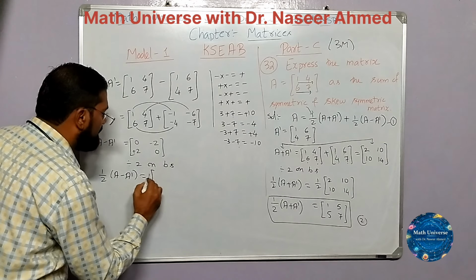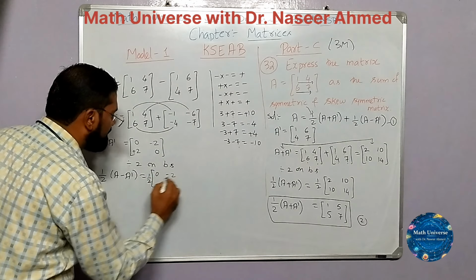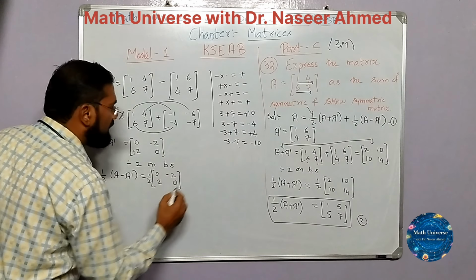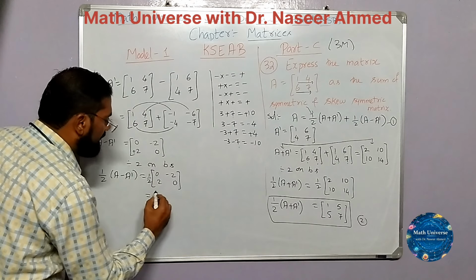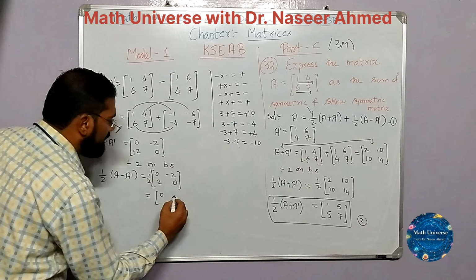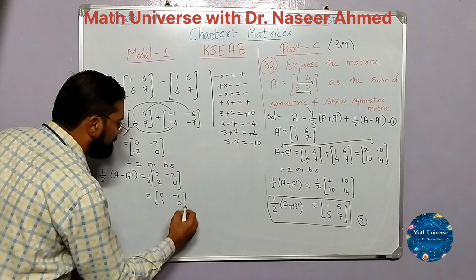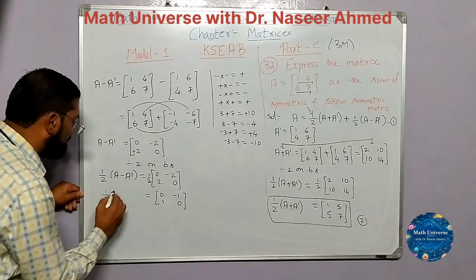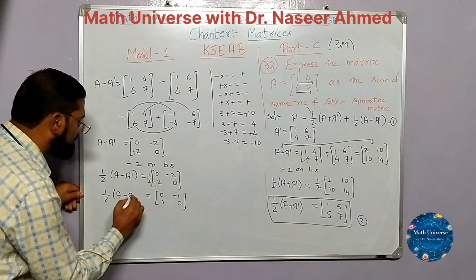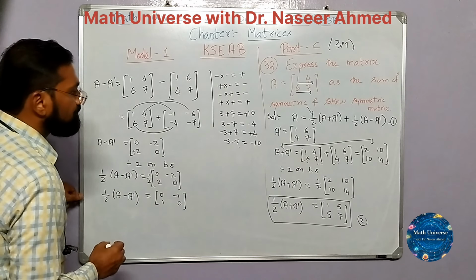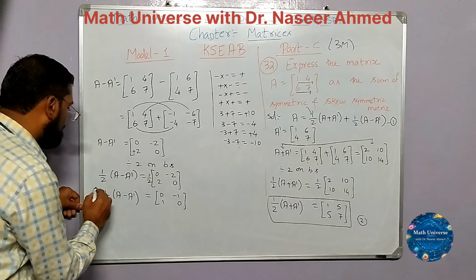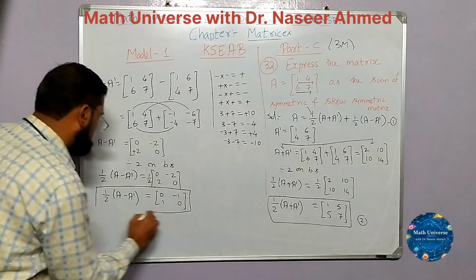Then when I divide by 2, let us show the steps. Now when I am going to divide, 0 by 2 is 0. Minus 2 by 2 is minus 1. 2 by 2 is 1. 0 by 2 is 0. So we got half of A minus A transpose. So we have got the other result.